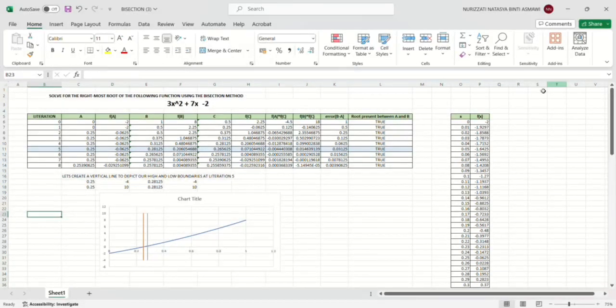Hi, this is group 4 and this is our function graph. Solve for the rightmost root of the following function using the bisection method. So for our group, we choose this function which is 3x squared plus 7x minus 2.